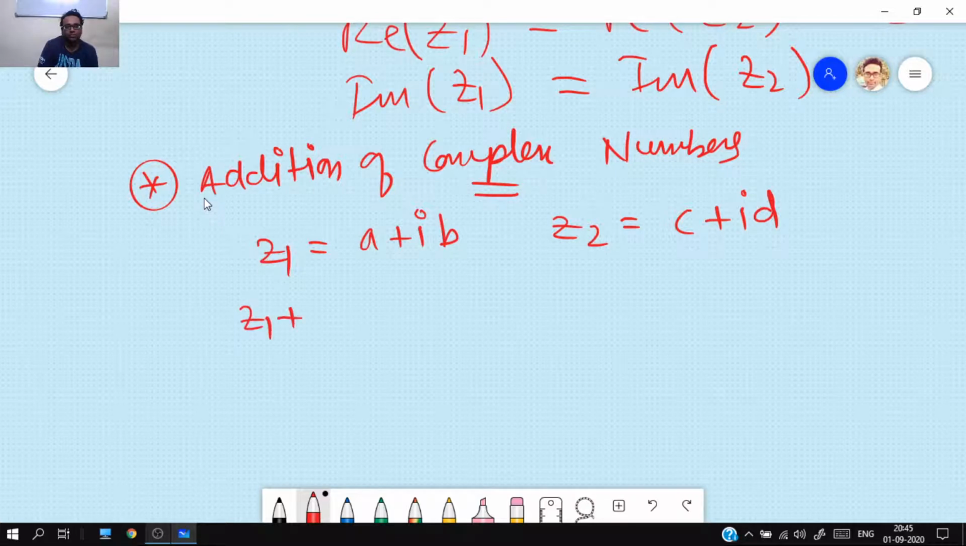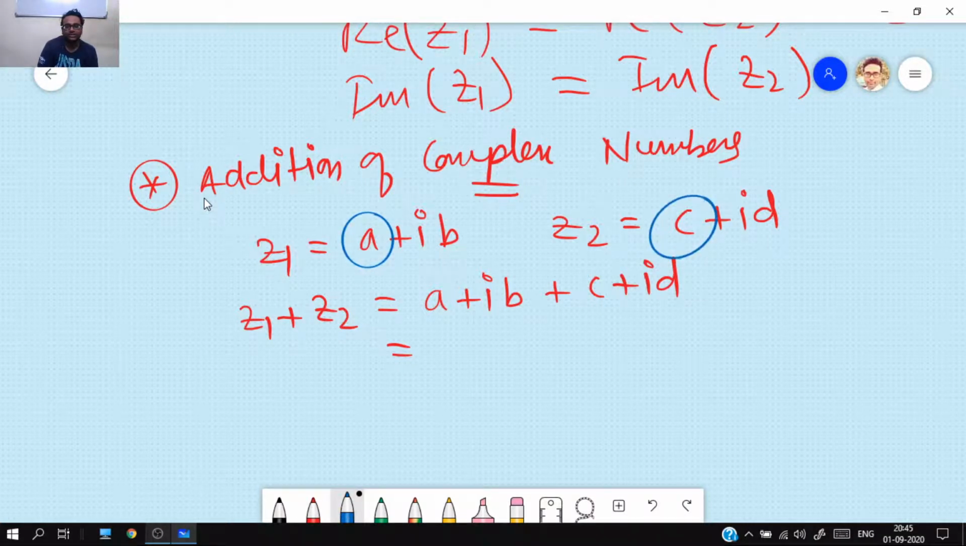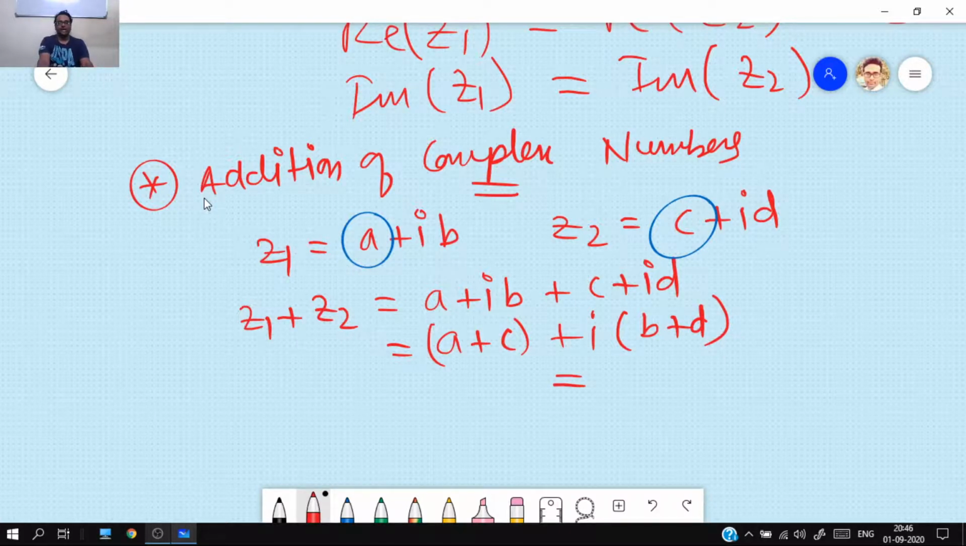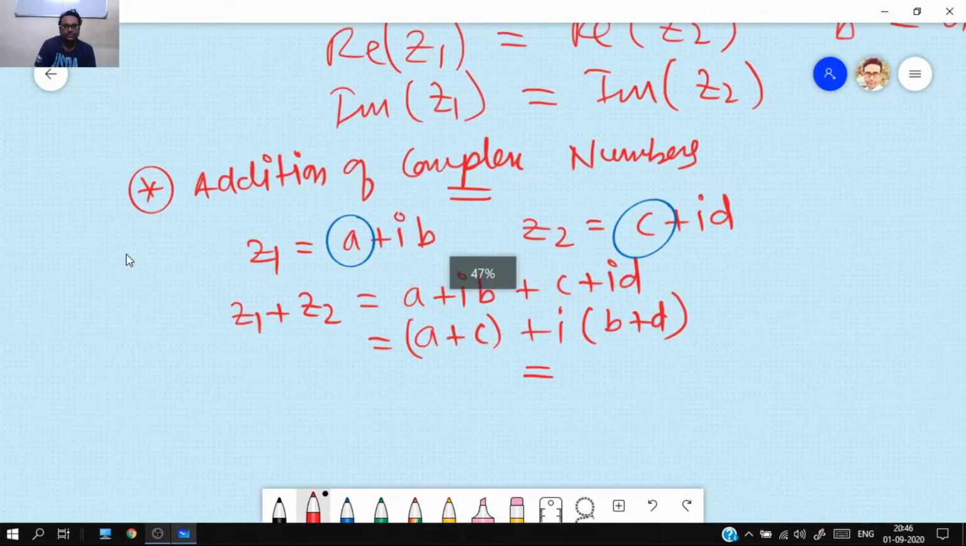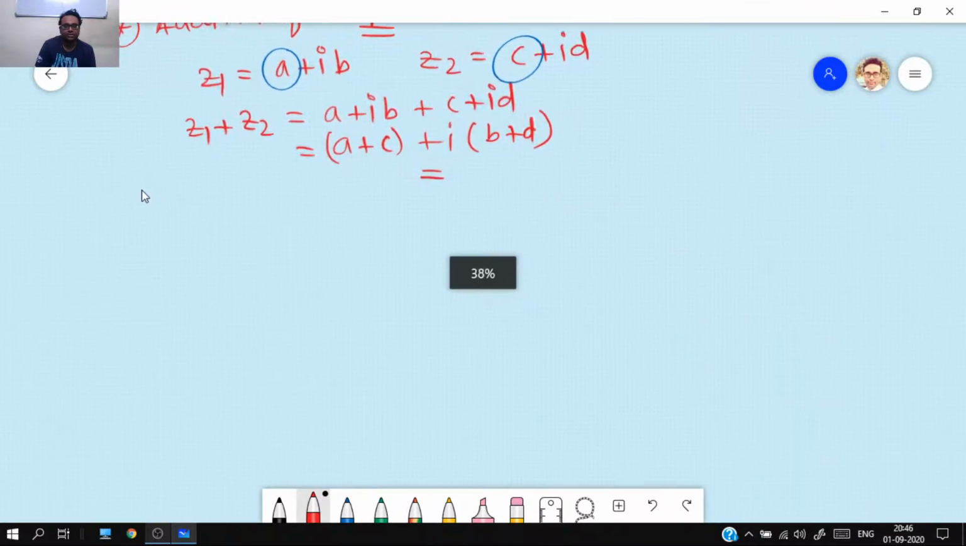So what will be the sum of two complex numbers? Writing all the complex numbers together, a plus ib plus c plus id. Writing the real part of z1 and real part of z2 together, we get a plus c, plus i times b plus d. So this is how we add two complex numbers. Let me take a few examples to get a better understanding.